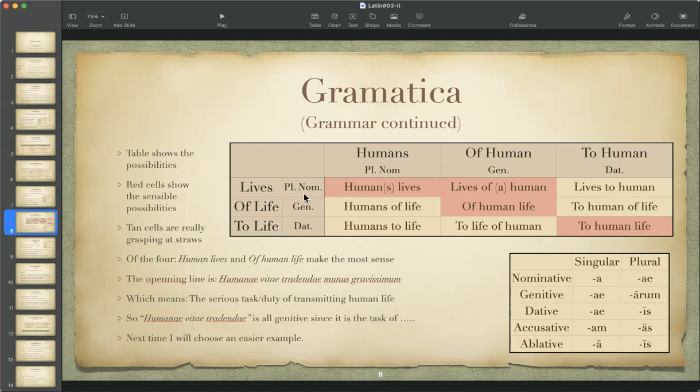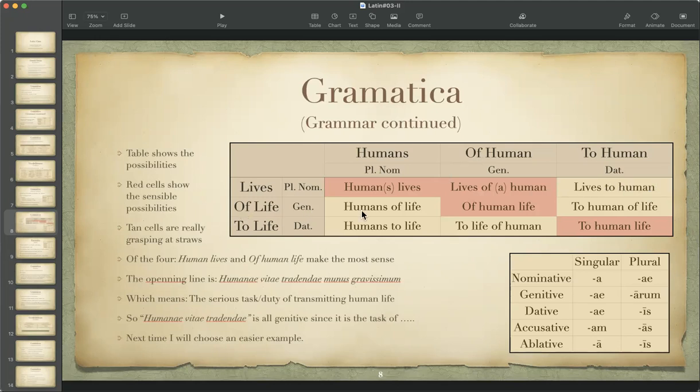if it's nominative, it would be humans' lives. Now, keep in mind that in English, we don't match number between our adjective and our noun. So in good English, this would be human lives, okay? It could also be lives of a human. Well, all right, that might work. And then if it's plural nominative and human is dative, lives to human. And I have no idea what that means. So that one is not a good candidate.